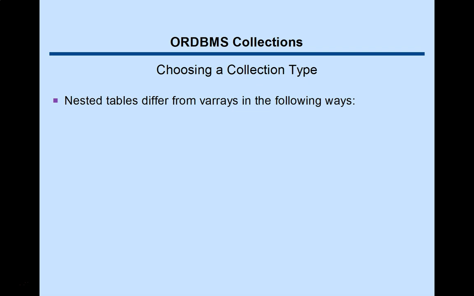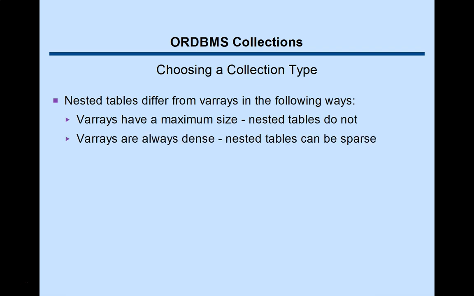Nested tables differ from V-arrays in a few different ways. V-arrays have a maximum size. Remember that nested tables do not. V-arrays are always dense. Nested tables can be sparse. What that means is that with V-arrays, the elements are always contiguous. There are no gaps. Whereas with a nested table, we can have some gaps between the elements. And again, we'll discuss the internal storage structure in just a bit. So this means you can delete individual elements from a nested table. This is what contributes to it having that sparse characteristic.